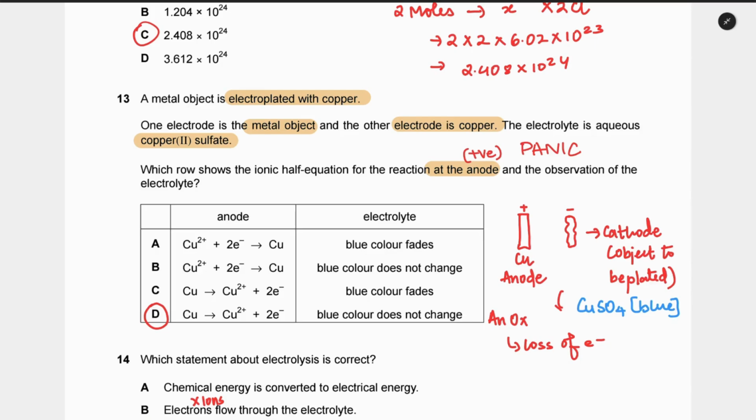Let's see the answer first. Over here we must know that the copper is actually losing electrons. I cannot see a loss of electrons in some options, so I'll cancel those options straight away. C and D have electrons being lost. Blue color fades? No, as I told you, the copper sulfate color will remain the same in the solution, so blue color does not change. So the correct answer is D.